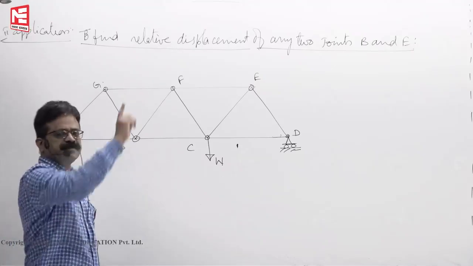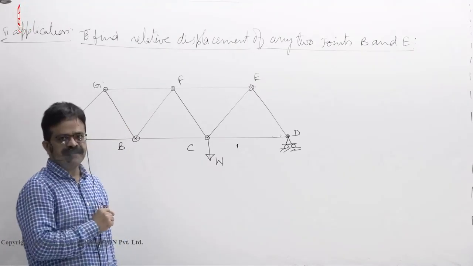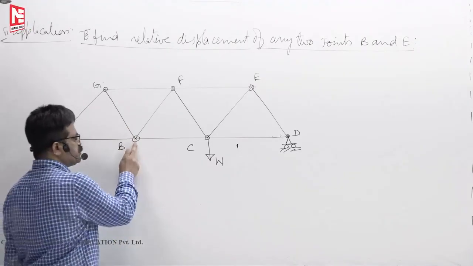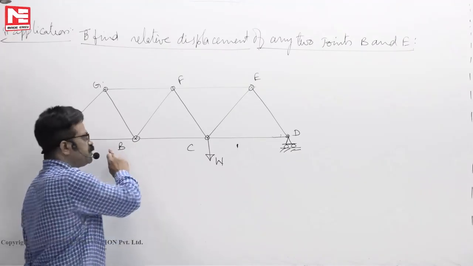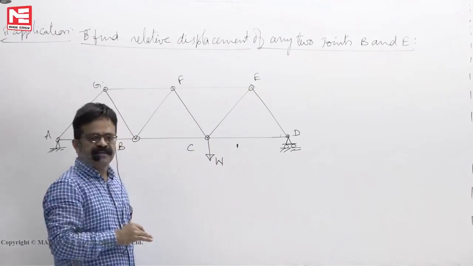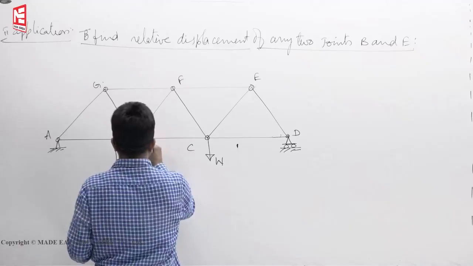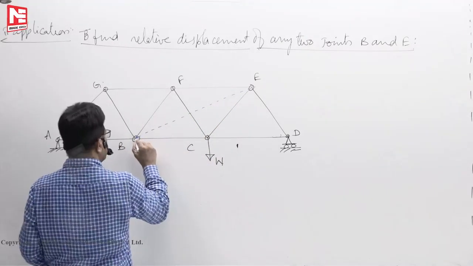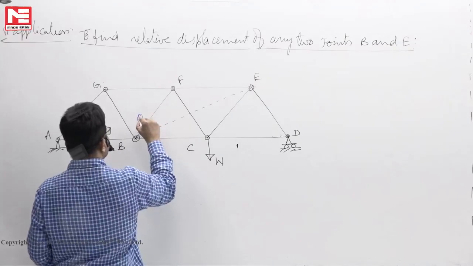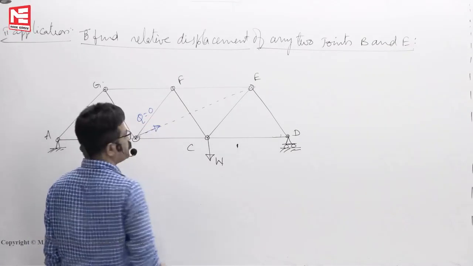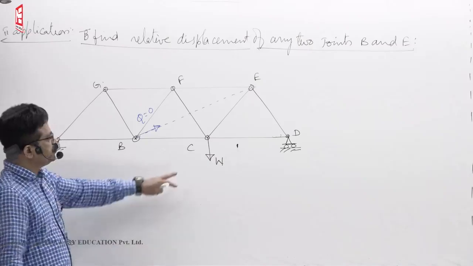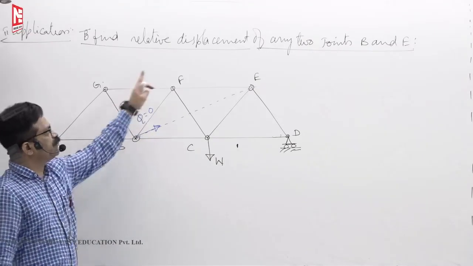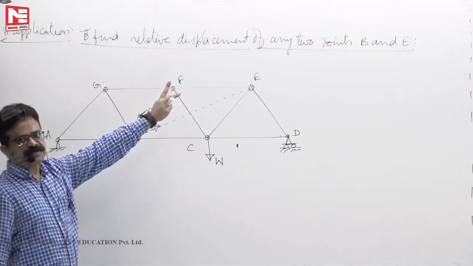I can find inclined displacement also of joint B. Now I want to find displacement of joint B not vertically down, but in this direction. Then in this direction I have to apply an imaginary load Q whose magnitude is 0. Then due to W and Q I will find first P values.